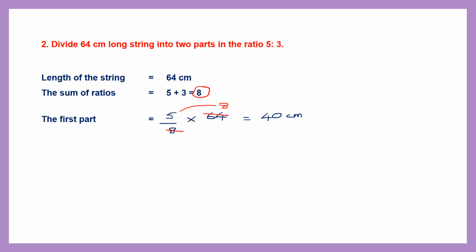Now it's easy to find the second part. There are two ways of doing it. One, you just have to do 64 minus 40. You will get the length of the second part. Or there's another way of doing it just like this. So let's work out this.